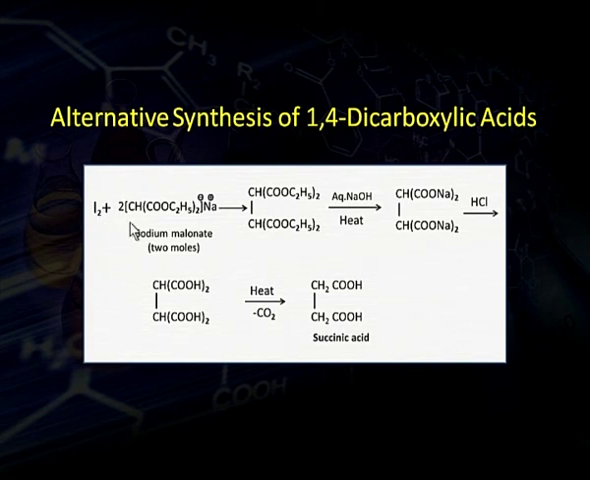In this case, we will take 2 moles of sodium malonate. It will release 2 moles of sodium iodide, and this malonate will connect itself at this point, a bond is formed, and this upon hydrolysis produces sodium salt of tetracarboxylate, which upon acidification forms these acids, and these upon heating each lose carbon dioxide. So, this will lose one carbon dioxide and the lower will also lose one molecule of carbon dioxide, and it is converted into succinic acid.